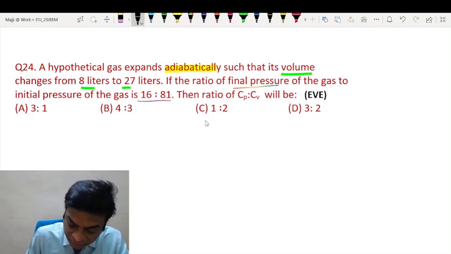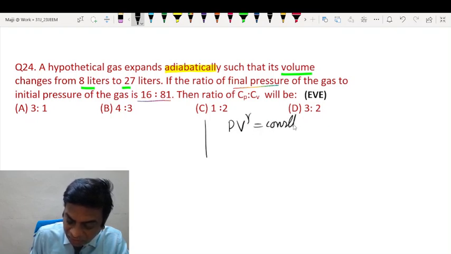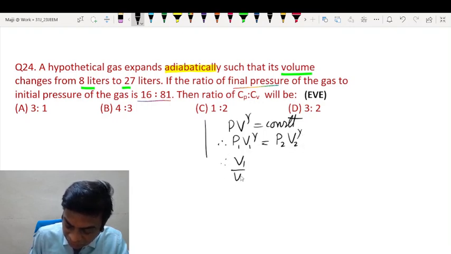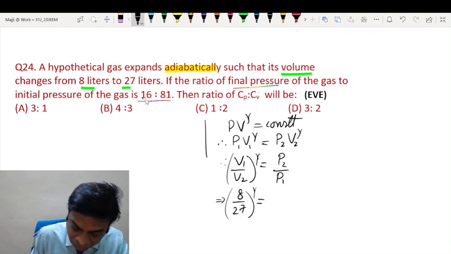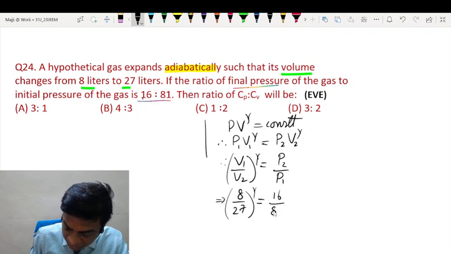So for any gas, the relation between pressure and volume is PV^gamma = constant. So I can write the product in the initial state as this, whereas in the final state the expression will be this. Therefore, (V1/V2)^gamma = P2/P1. V1/V2 is clearly given as 8/27, and P2/P1 is given as 16/81.